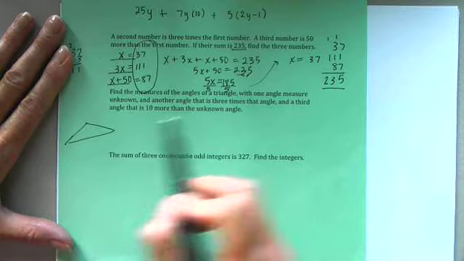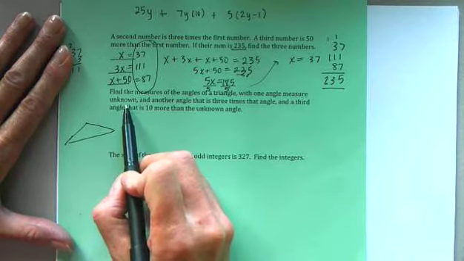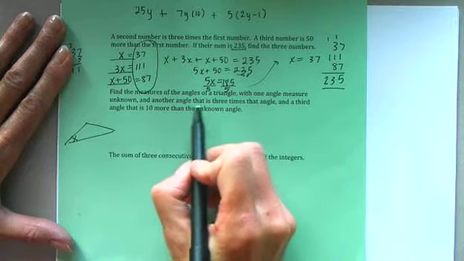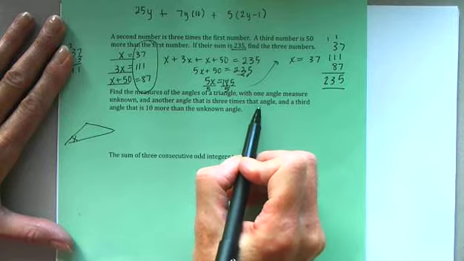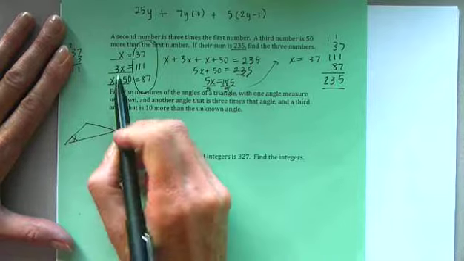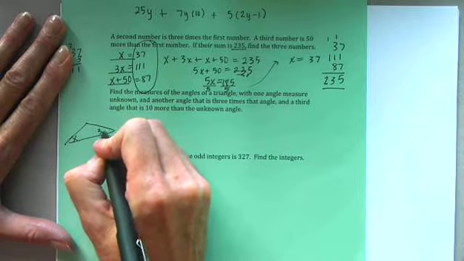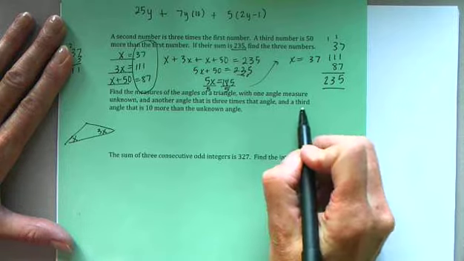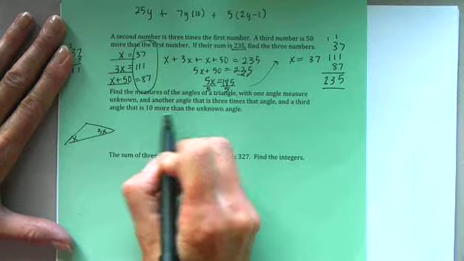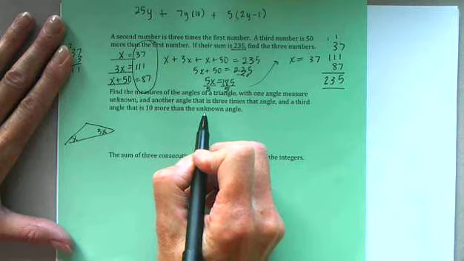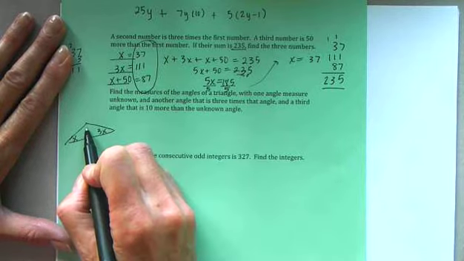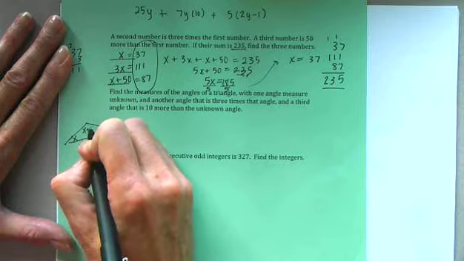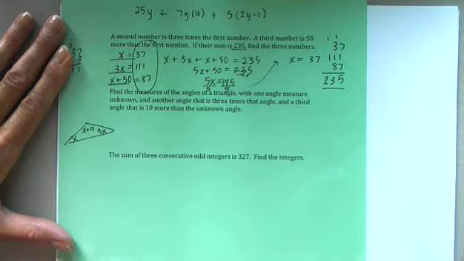It tells us that one angle measure is unknown, so let's just call that x. Another angle that is 3 times that angle. So that's just like this, isn't it? We know whatever this is, this one, another one, is 3 times it. And the third angle is 10 more than the unknown angle. So do you know what to write for that? So this angle is 10 more than this one. 10 more means we're going to add 10 to that, whatever that is.